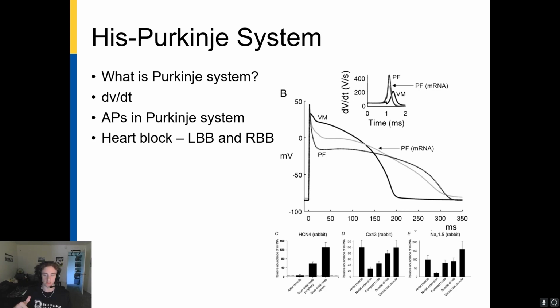Also, we saw a decrease in the conduction velocity. And what would that be caused by? Well, if there's a decrease in the upstroke velocity, the dV divided by dt, then that's going to accompany a downturn in the conduction velocity.